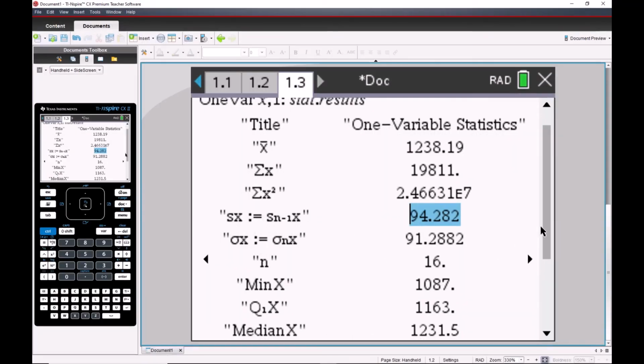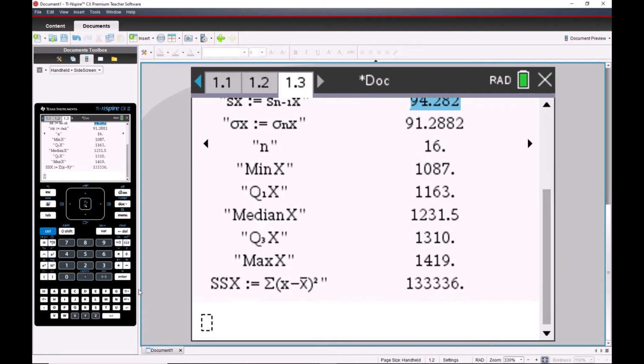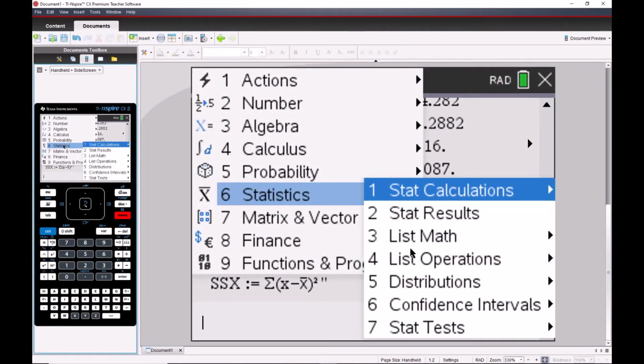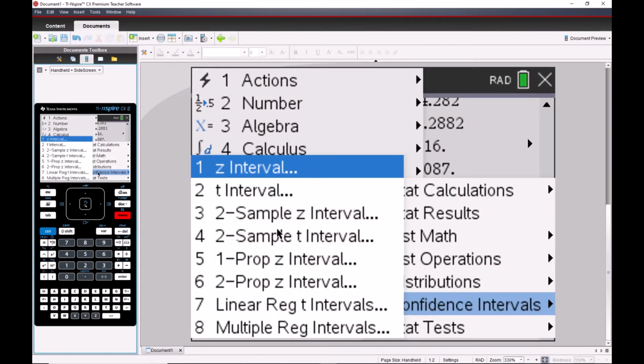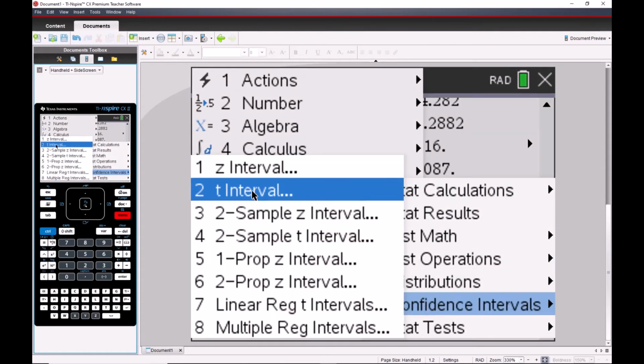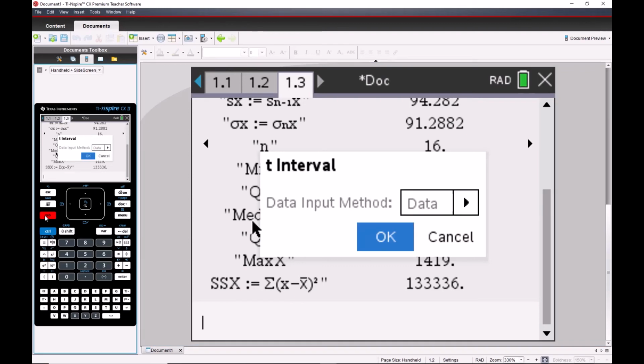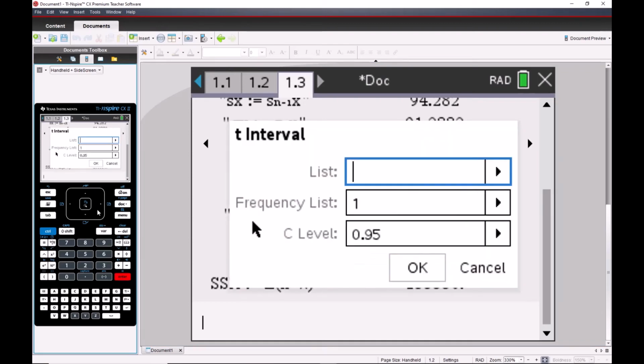So coming back here, we can come down to where we left off, like right in here. And we're just going to do menu and statistics and confidence intervals. And you see the T interval right there, number 2? All right. So we're going to input data because we put data in a spreadsheet. So we're going to hit OK. And remember, our X list is X. So that's good. Leave that frequency at 1. That's the right confidence level.